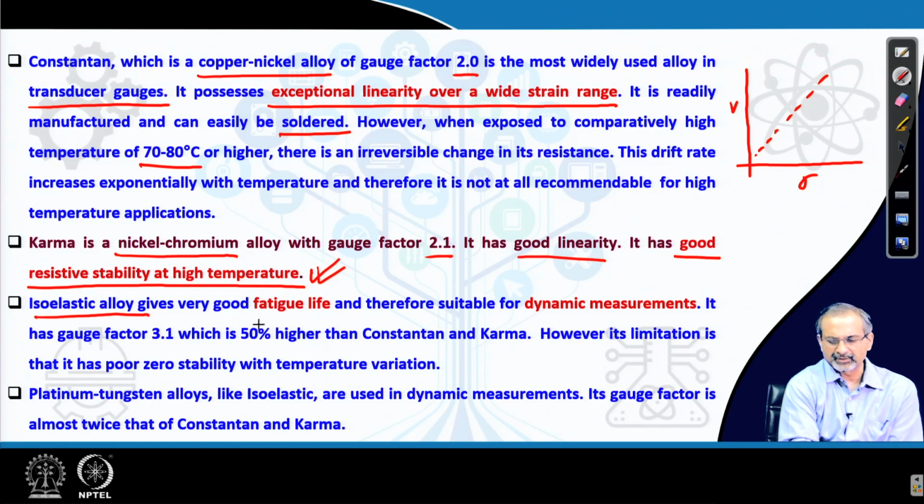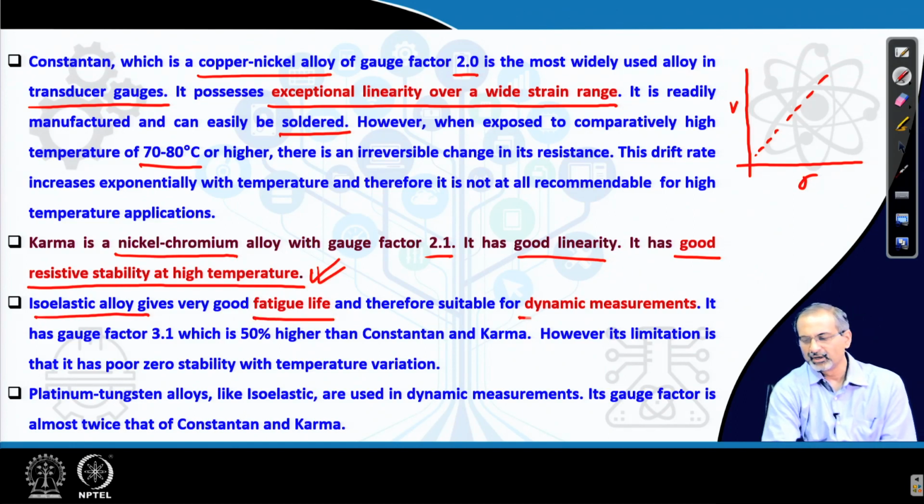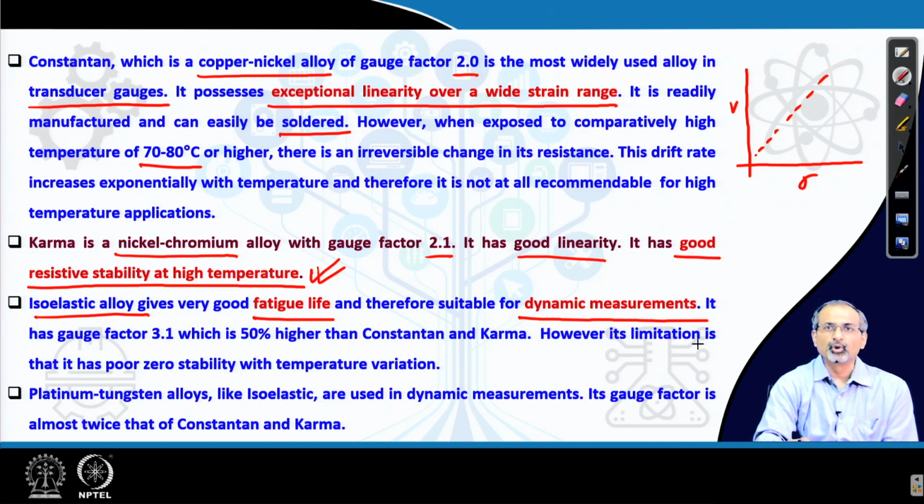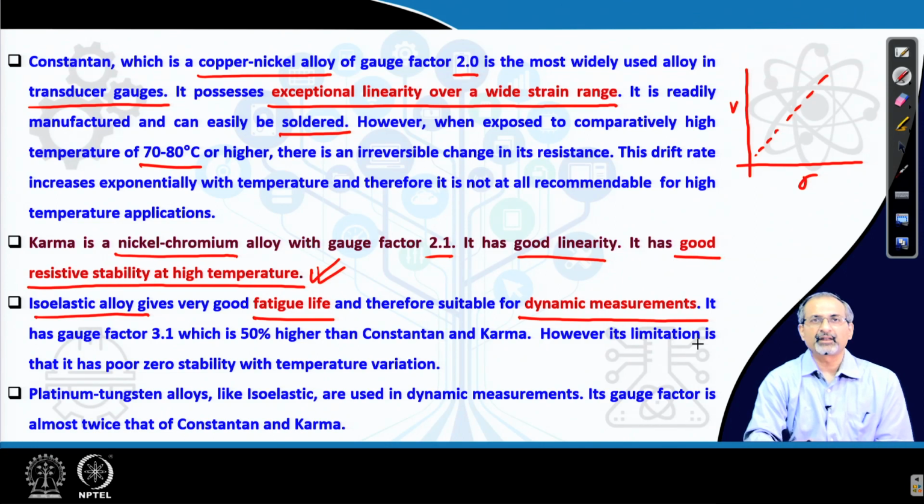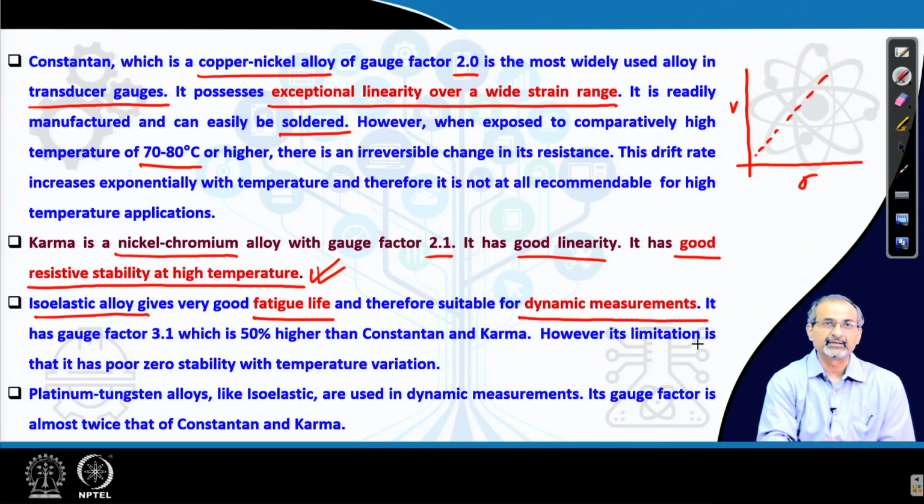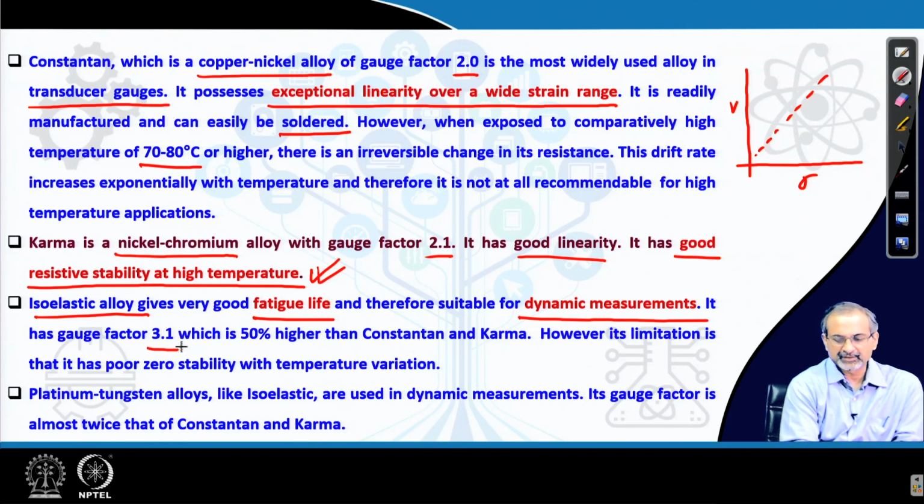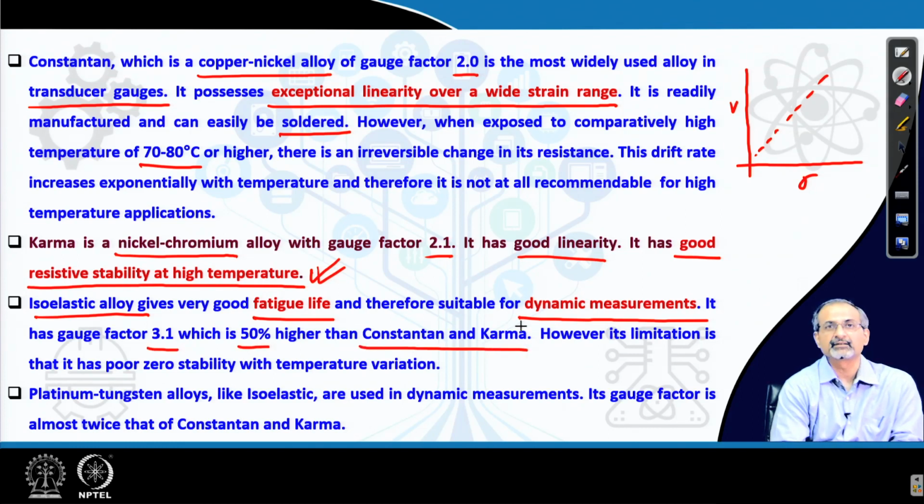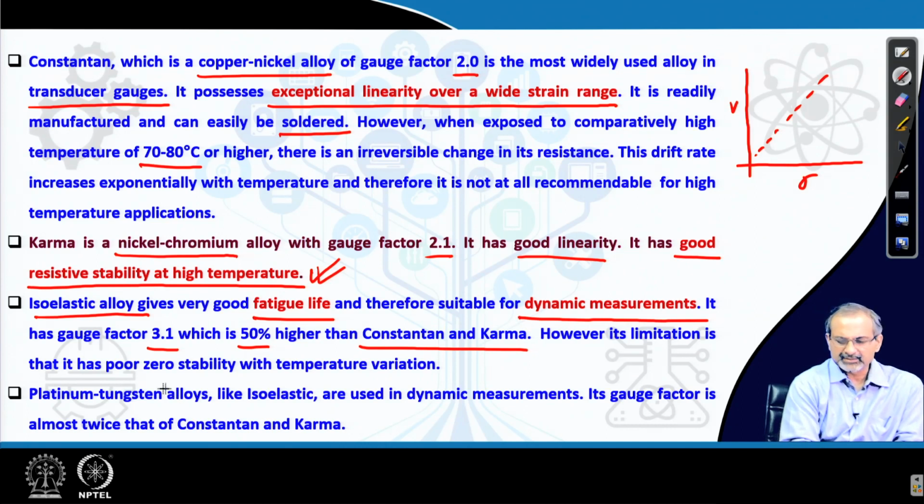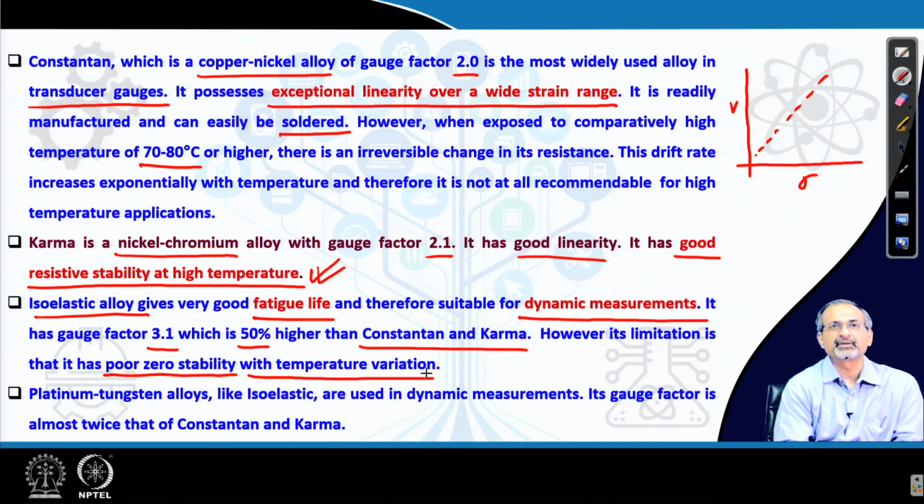Isoelastic alloy gives very good fatigue life, and therefore, wherever you have to make dynamic measurements, that means there is change in the loading of the model, there is a rapid fluctuation in the loading, therefore, rapid deformation of the strain gauge as well, then isoelastic alloy could be a good choice. It has a superior gauge factor, almost 50% higher than Constantan and Karma, but it has poor zero stability with temperature variation. So, when temperature varies, the zero setting can become unstable.